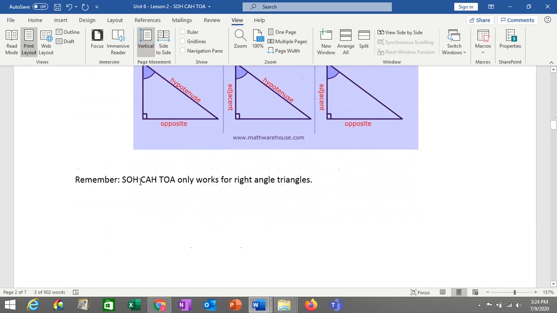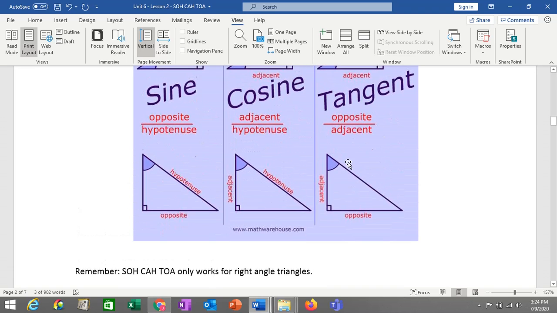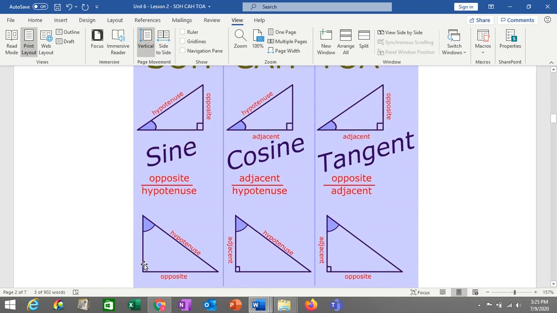Okay, keep in mind that SOHCAHTOA only works for right angle triangles, so don't even try this unless you know for sure that that's 90 degrees. If it's not 90 degrees and you try this, you will get the wrong answer.